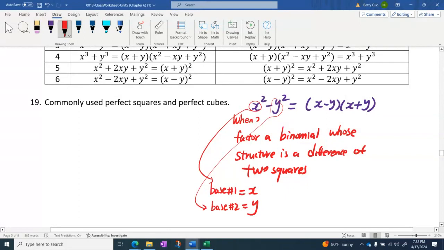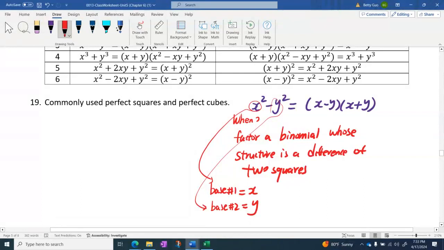If you have a binomial whose structure is like that, then we are able to use this formula to factor it. And that's probably the only method we can apply to factor it. Use the formula. And how do we use the formula? The factorization simply equals the first base minus second base, multiplied with the first base plus the second base. So one factor is the addition of the two bases. The other factor is the difference of the 2 bases. Be careful with the order. It's always the first base minus the second base.